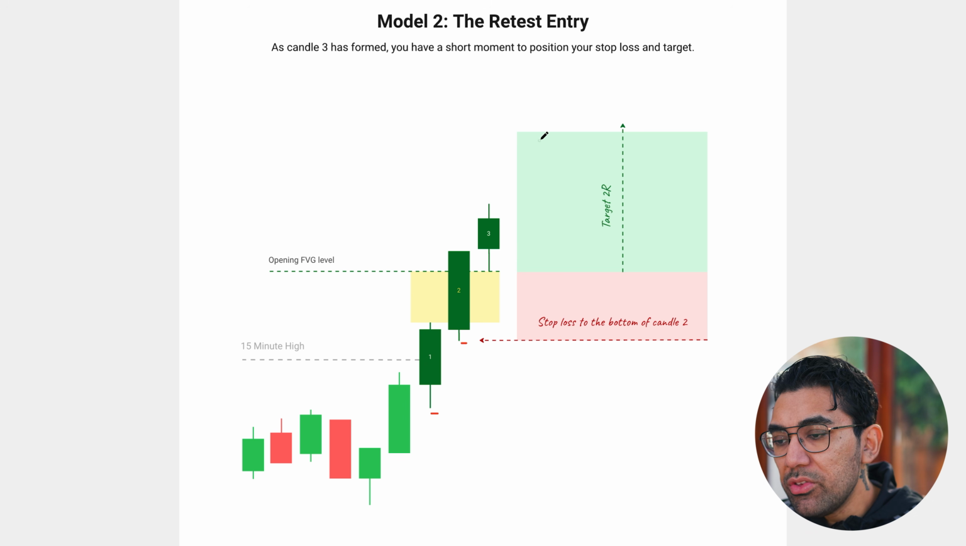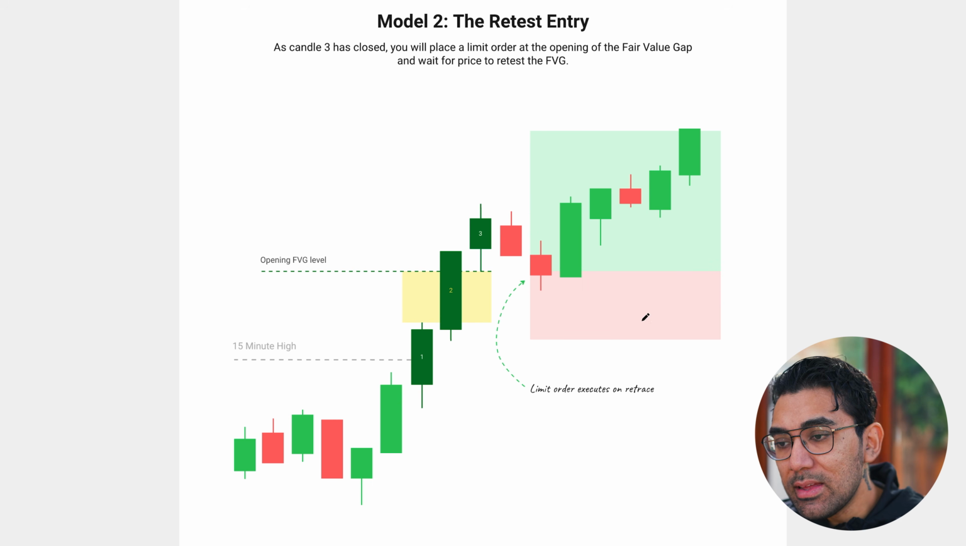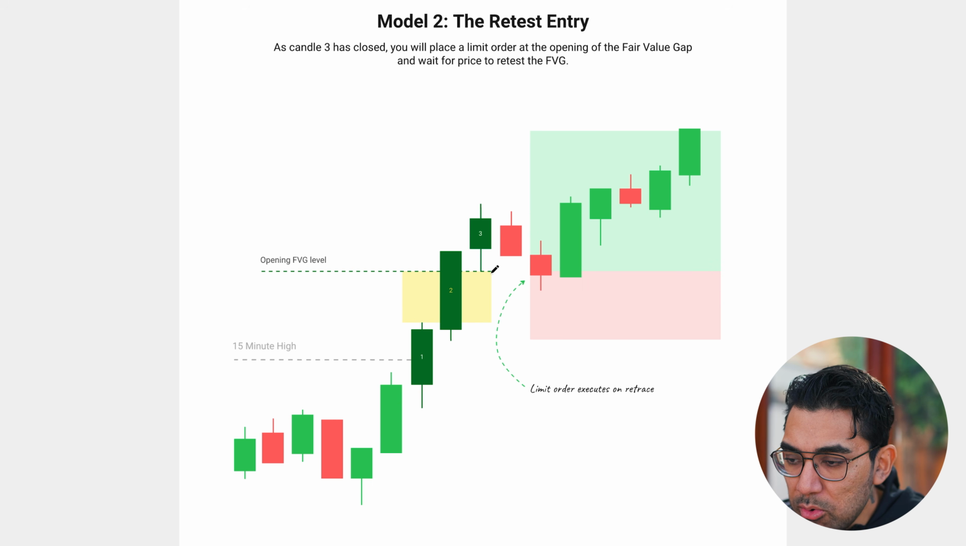What you're going to do is position your entry at the opening of the fair value gap, right? Just there. So just essentially where this line is. The opening section just there, that's going to be your limit order entry, all right? Then your stop loss, same thing. You're just going to put it at the bottom of the fair value gap candle, candle number 2. And once again, you are just targeting 2R for your profit, exactly the same thing, right? So for example, if it's a $100 risk, $200 for your profit target, okay? Then you're just simply going to set that limit order, right? So your limit order is set here.